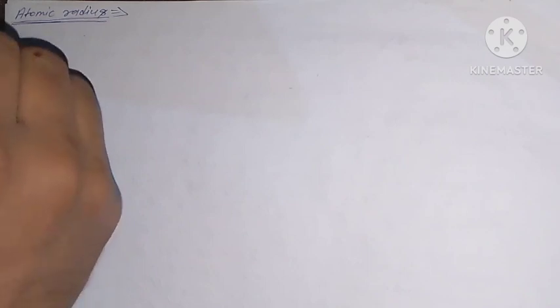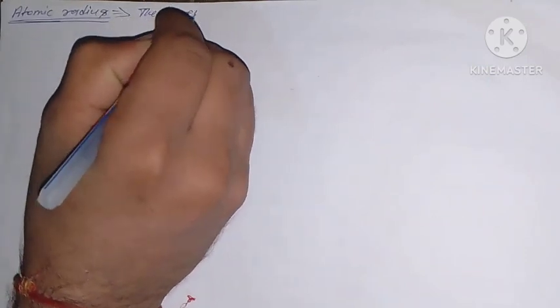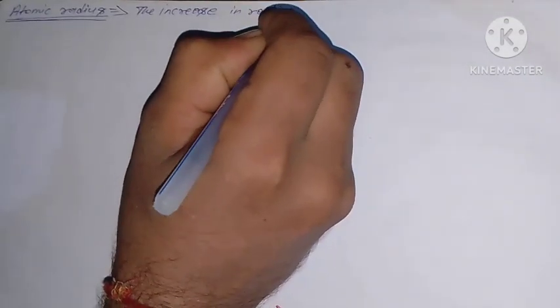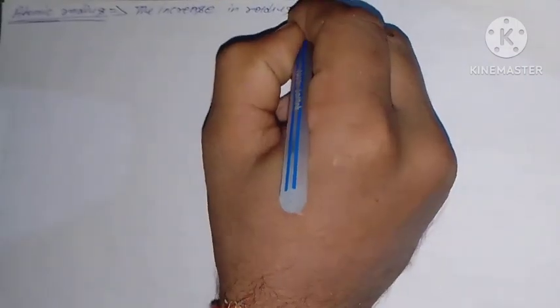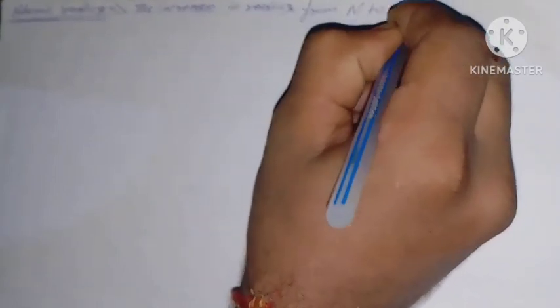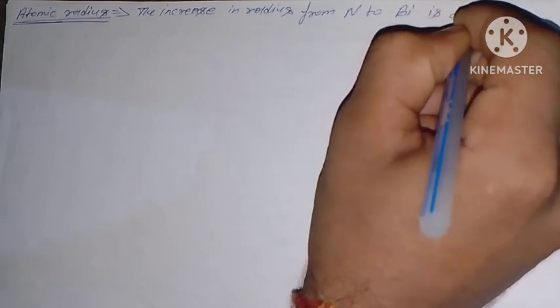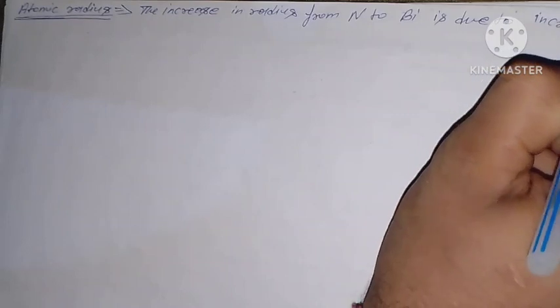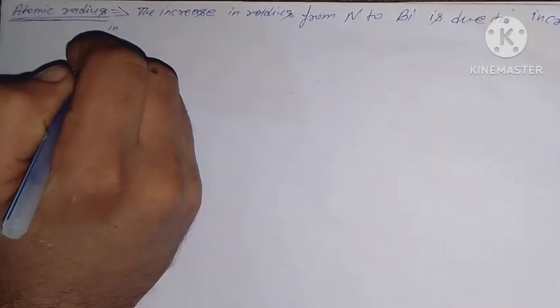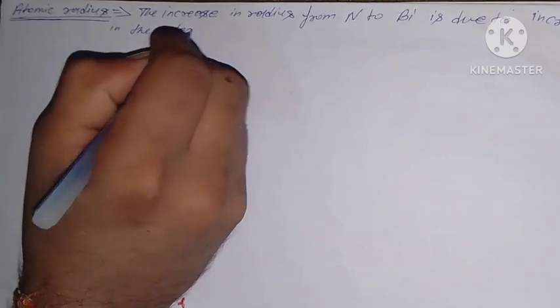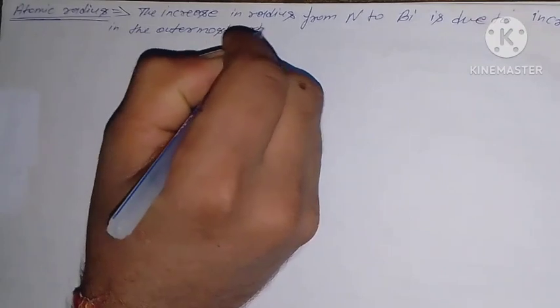The increase in radius from nitrogen to bismuth is due to increase in the outermost orbit.